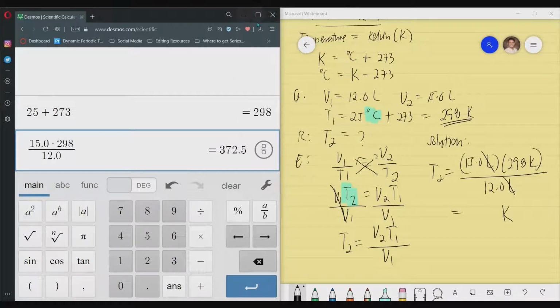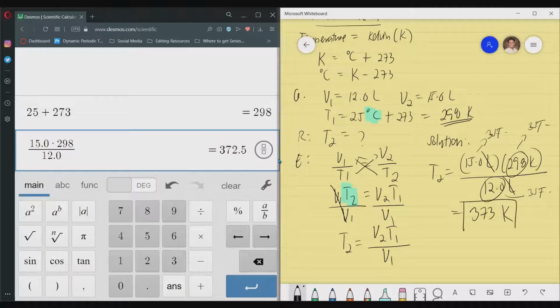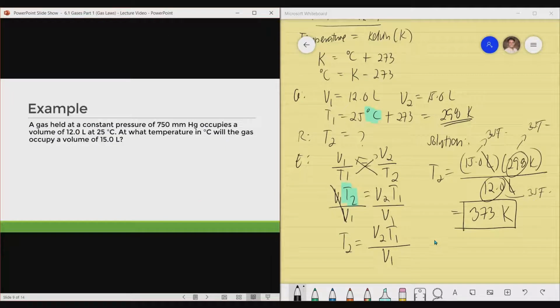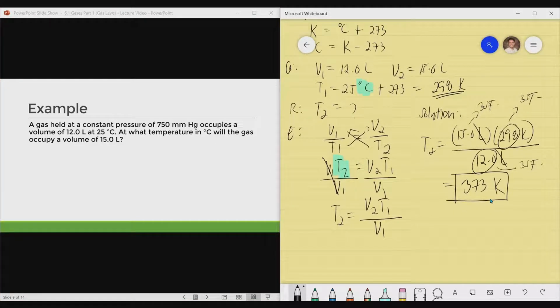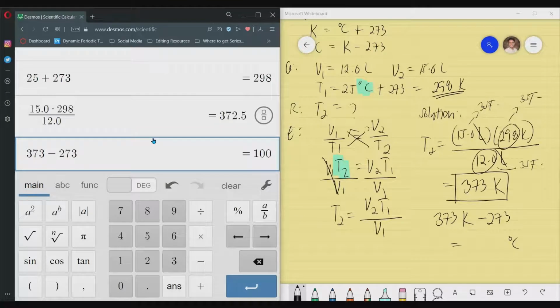You have this answer. But then again, what is the least significant figure among the given? 15.0 is 3 significant figures, 298 is 3 significant figures, and 12.0 is 3 significant figures. So the least number of significant figures among the given is 3. Therefore, your final answer, 372.5, should be rounded off to 3 sig figs, so you have 373. However, looking back at the question, the one required is degrees Celsius, so your T2 should not be in Kelvin. 373 must be further converted by subtracting 273. 373 minus 273, we have 100. So the final answer is 100 degrees Celsius.